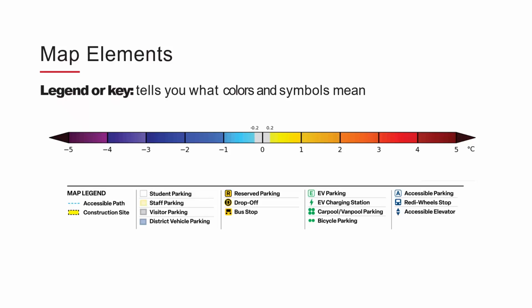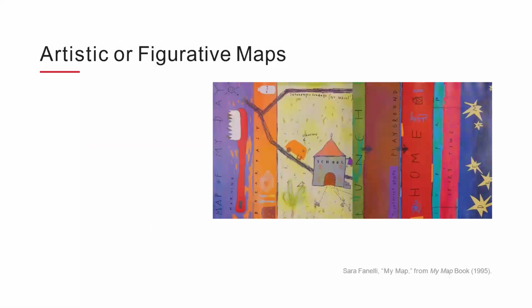Sometimes maps don't include these traditional features, either because the map maker thinks they aren't necessary for their purpose, or because the map isn't meant to be an exact representation of space. Let's look at a few examples of maps that don't follow the tradition. Some maps are intended to be more artistic or to be figurative. They might not be to scale, or they might not show exact spatial relationships.